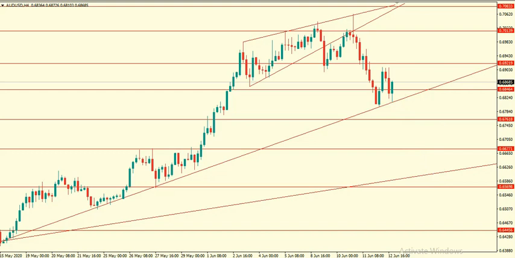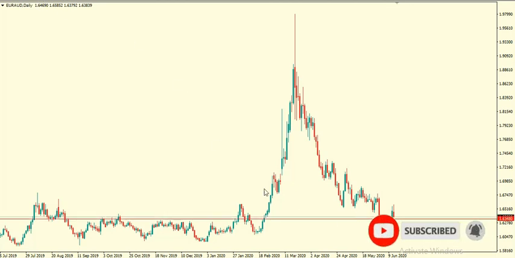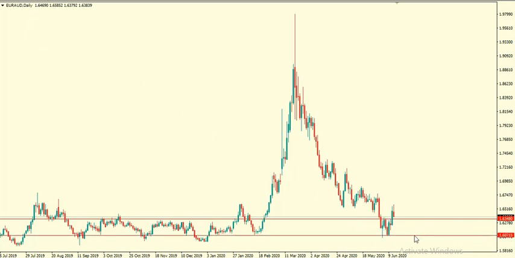Let's go to AUD card. Okay, so on AUD card, before I start, I'll be identifying the major levels as well. I have one at that point. I have one at this low.